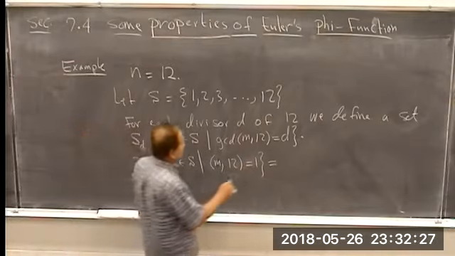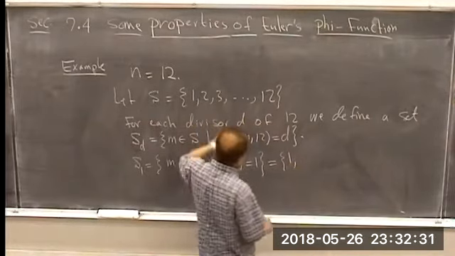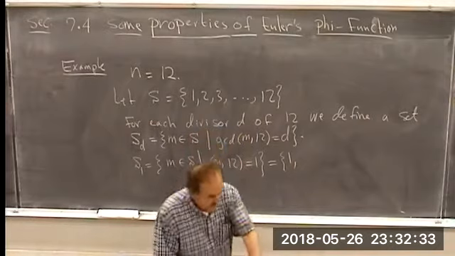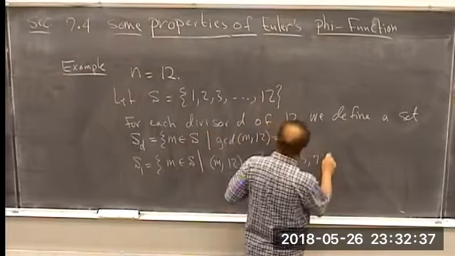And these are 1 and 5, basically 7 and 11.